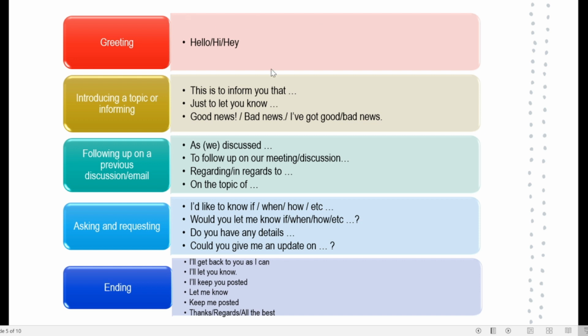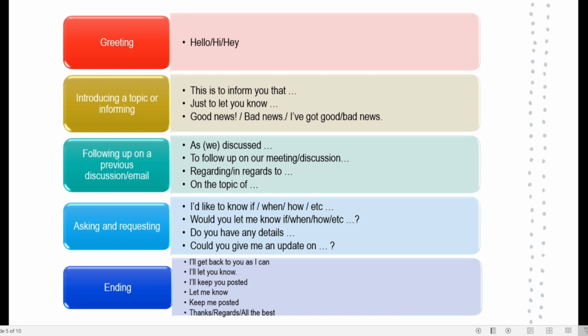And then the last one is the ending, how you are supposed to close the email. Like, "I'll get back to you as soon as I can," "I'll let you know," "I'll keep you posted." It means that I will give you new information as soon as possible. Okay? Just like what we discussed before, instead of using closings like yours sincerely or yours faithfully, you can use thanks, regards, or all the best. You can use these because those phrases are considered formal too.